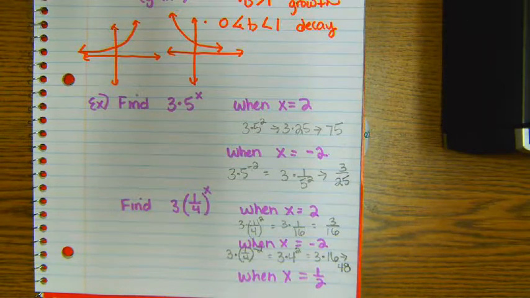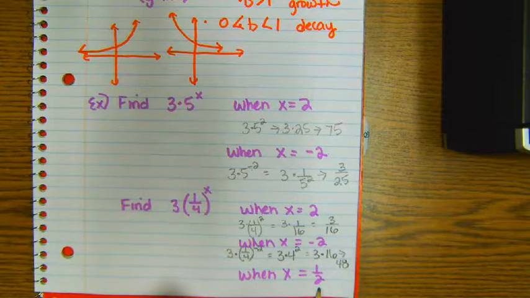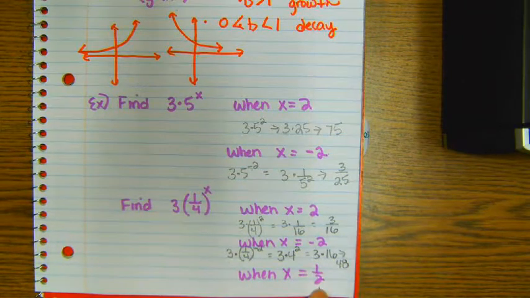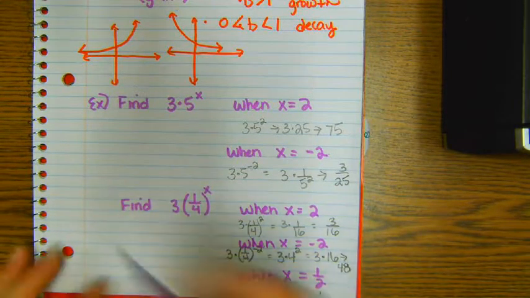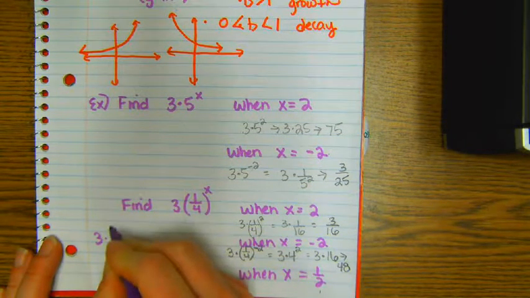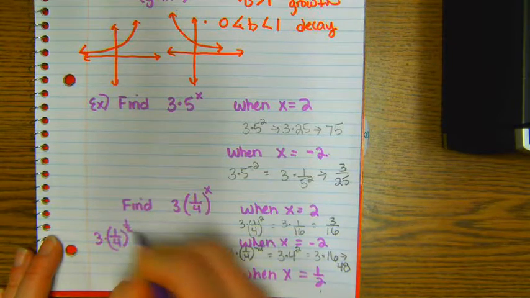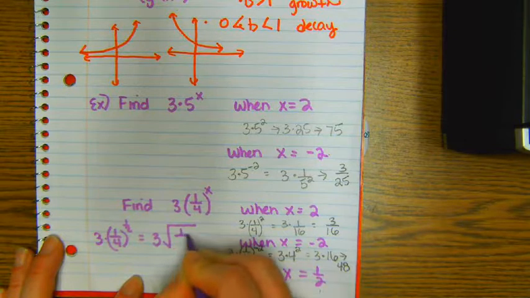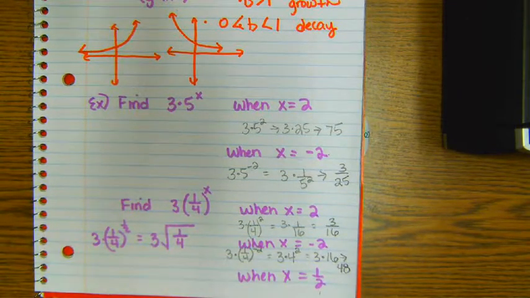Good. Then let's move on to what we call a rational exponent because it's a fraction. A rational number is something that can be written as a fraction. Let's review this. If I had 3 times 1/4 to the 1/2 power, what that means is 3 times the square root of 1/4. Why? It just does.